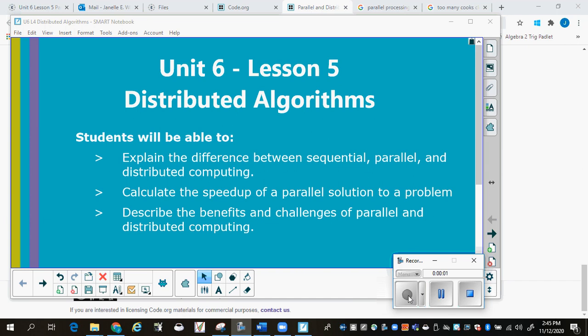Lesson 5, distributed algorithms. At the end of this lesson, you'll be able to explain the difference between sequential, parallel, and distributed computing, calculate the speed up of a parallel solution to a problem, and describe the benefits and challenges of parallel and distributed computing.